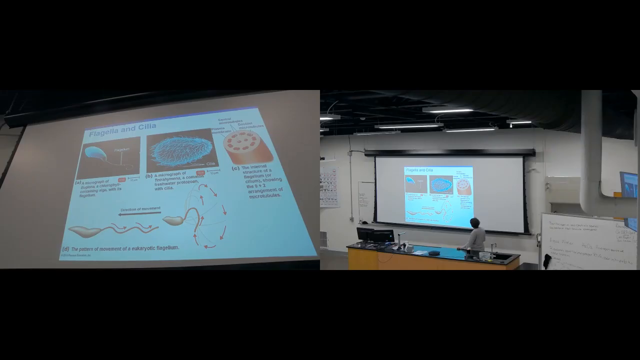Now, if you look at the movement of flagella, it can be undulant, like a wave, or it can go sideways, it can rotate. So this Euglena can use the flagellum by rotation or by undulation.